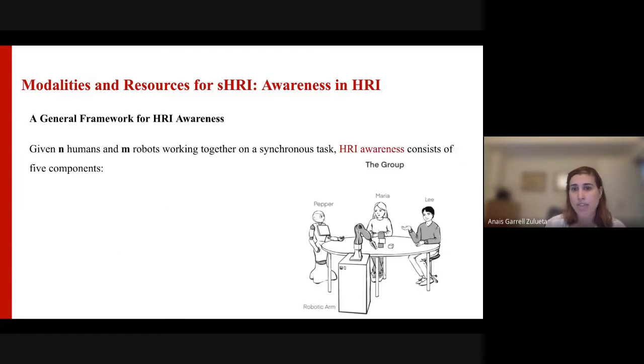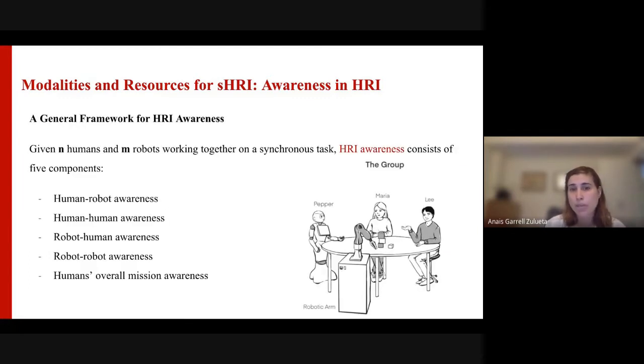So as a general framework, we can have N humans and N robots. The human-robot interaction awareness consists of 5 components: the human-robot awareness, the human-human awareness, the robot-human awareness, the robot-robot awareness, and the human's overall mission awareness. The point here is that you cannot assume that robots and humans are at the same level. So until now, you need humans controlling the overall mission.